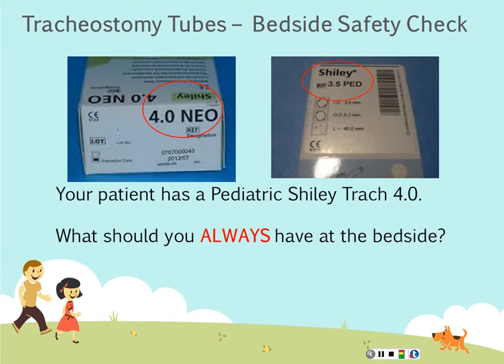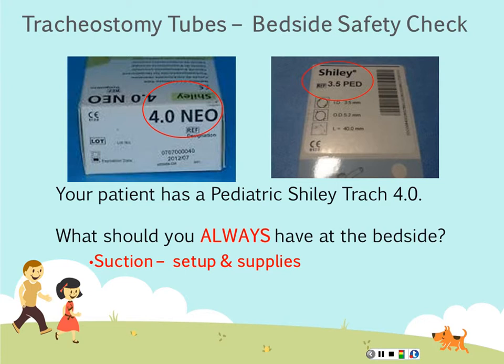So one of the most important things to do when you're doing your bedside safety checks every shift is that if you have a patient with a tracheostomy tube, you must check that there are quite a few things present at the bedside. So what do you always want to have at the bedside of a patient with a tracheostomy? There are generally 4 things that we're looking for.